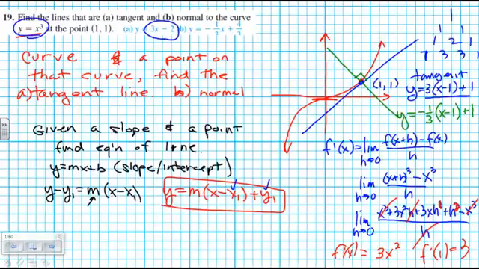So the equation of the normal line is going to be y is equal to negative 1/3 times the quantity x minus 1, plus 1. I just leave it in that form. If it's a multiple choice question, then I'll start to algebraically manipulate it to make it a little bit nicer. But I like it in that form.